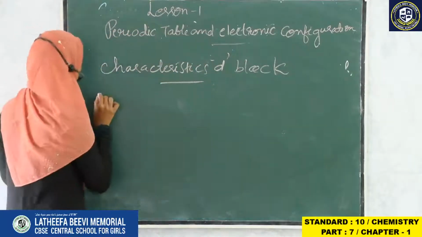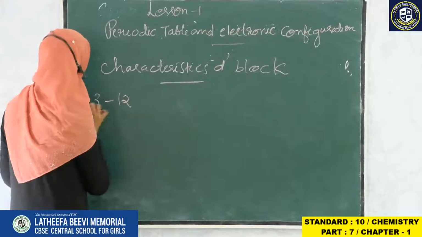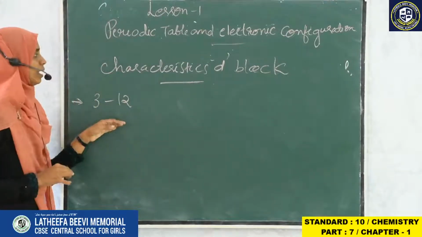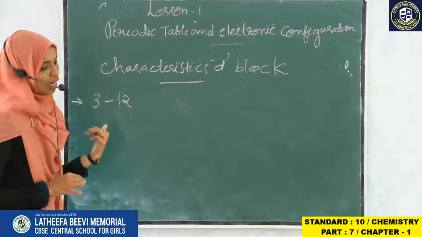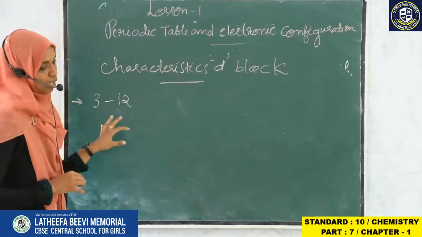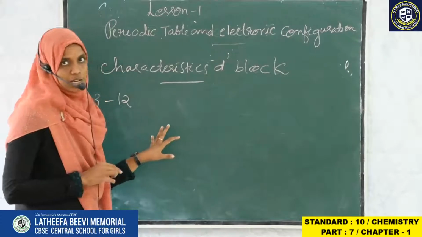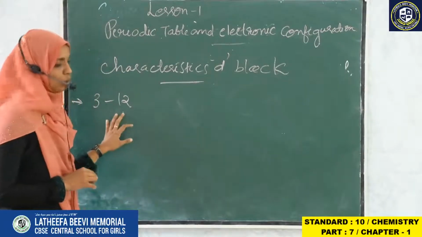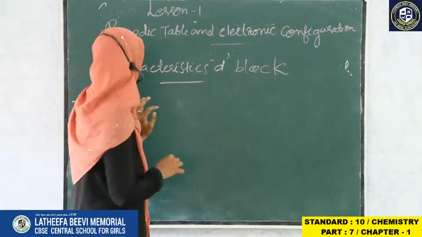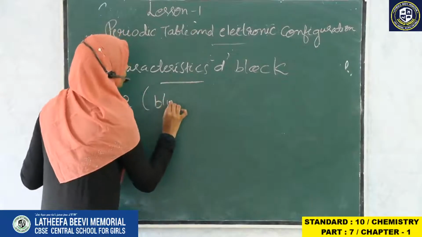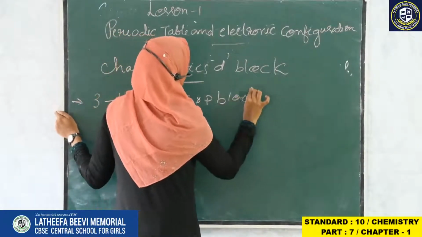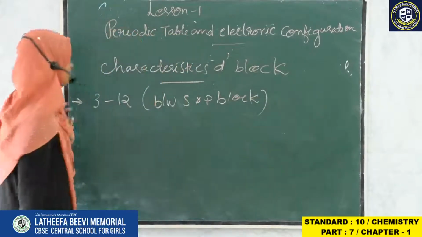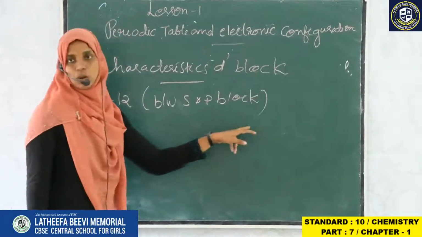We know that from 3 to 12 we can see the D block. From 3 to 12, D block elements are otherwise called transition elements. Between the S and P block, we can see the D block elements, between groups 3 to 12.